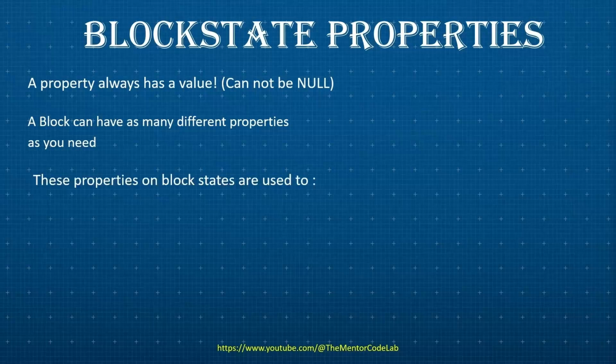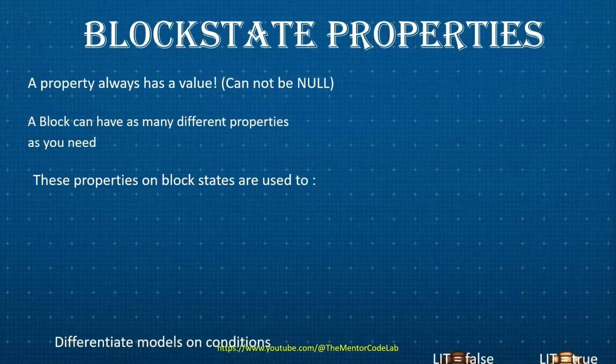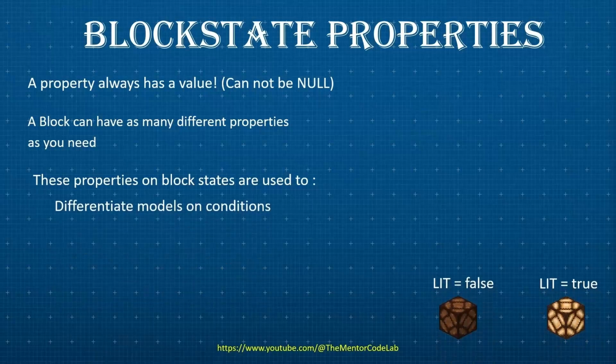And these properties on block states are used for different things. Think about a redstone lamp. We have a property. It's a boolean called lit.